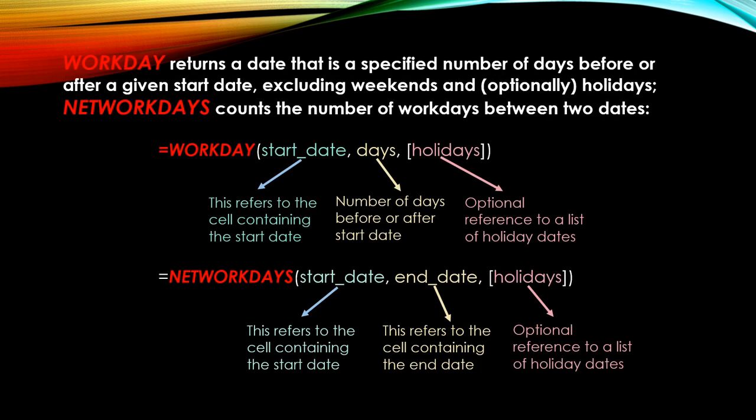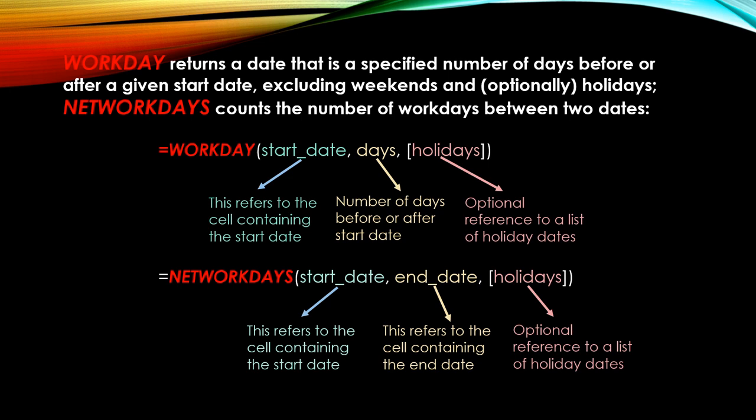WORKDAY, to be totally honest, is a little bit confusing. Basically, it returns a date that is a specified number of days before or after a given start date, excluding weekends and holidays, if you choose to add those. The most common application that I can think of is to ask what date falls 50 work days from today. Once I get through 50 work days, which doesn't include weekends, what date am I going to land on?